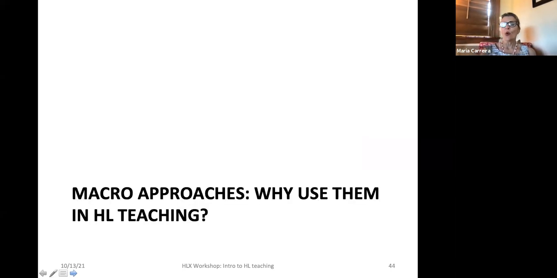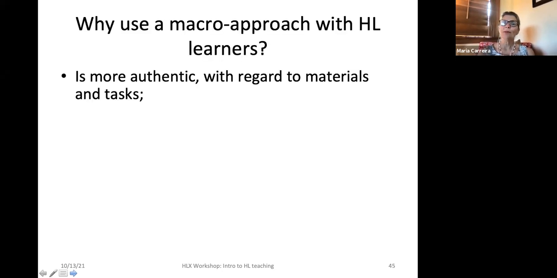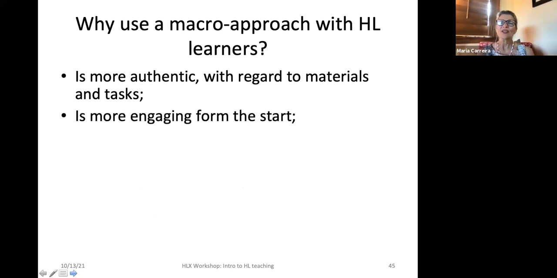All right. So why use macro approaches? Well, because it's more authentic, right? And it engages them in materials in a way that they naturally use language, right? And it's also more engaging from the start. Who wants to start, before you start a movie, with, hey, let's make a list of the vocabulary words we're going to see? You want to jump into that movie and enjoy it, right?